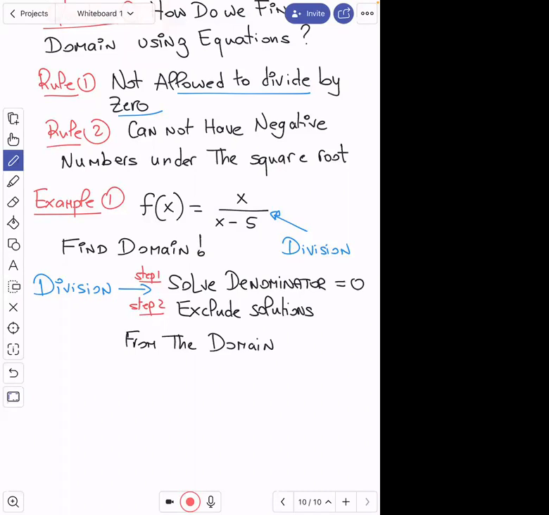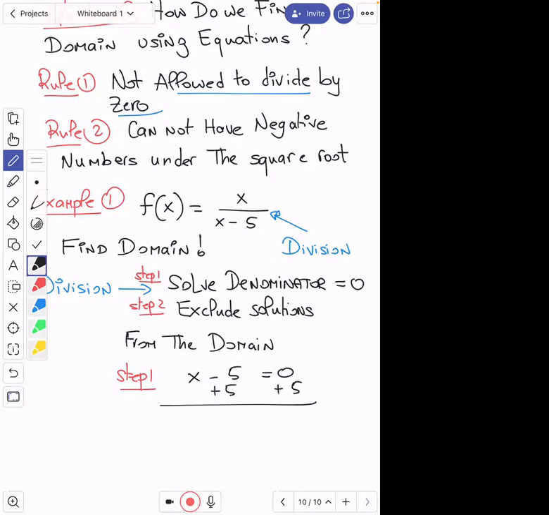So let's do the first step: solve the denominator equal to 0. I have to solve x minus 5 equal to 0. I can add 5 to both sides, so x is equal to positive 5. That's my solution. And what's the problem with this value? If my x is equal to 5, then in the denominator, 5 minus 5 would be 0, and that would be a problem, because we are not allowed to divide by 0.